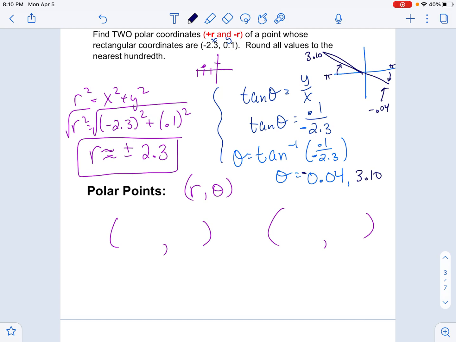All right, so let's think about where that point exists. Remember, that point is somewhere in quadrant 2. So if I rotate into quadrant 2 at that 3.10, I know that my r value has to be positive. So my angle would be 3.10, and we said our r value has to be positive. In this case, it's going to be positive 2.3.